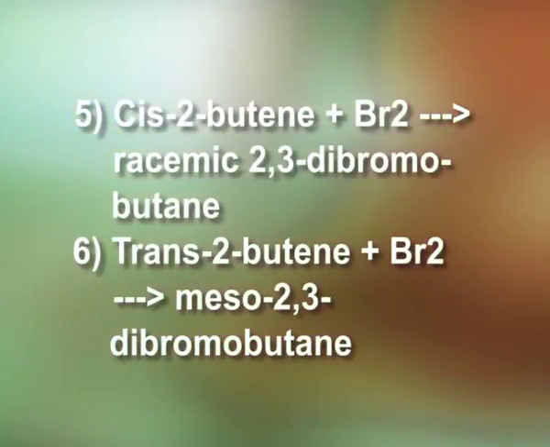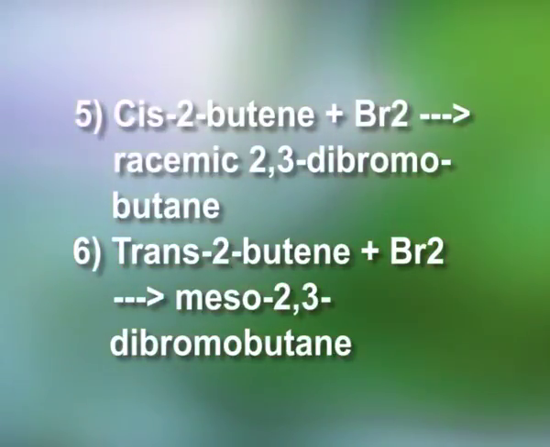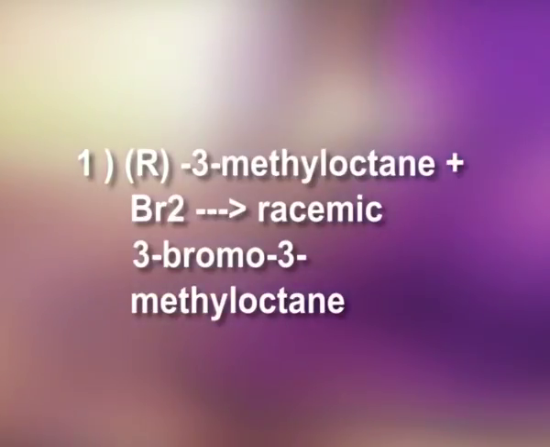Another example, cis 2-butene when reacted with bromine, racemic product 2,3-dibromobutane is observed. Another example, when trans 2-butene reacted with bromine, meso 2,3-dibromobutane is observed. A starting material with a chiral compound, you must follow the mechanism. For example, when 3-methyl octane reacted with bromine, racemic 3-bromo 3-methyl octane is observed. For example, stereochemical changes during substitution reaction.